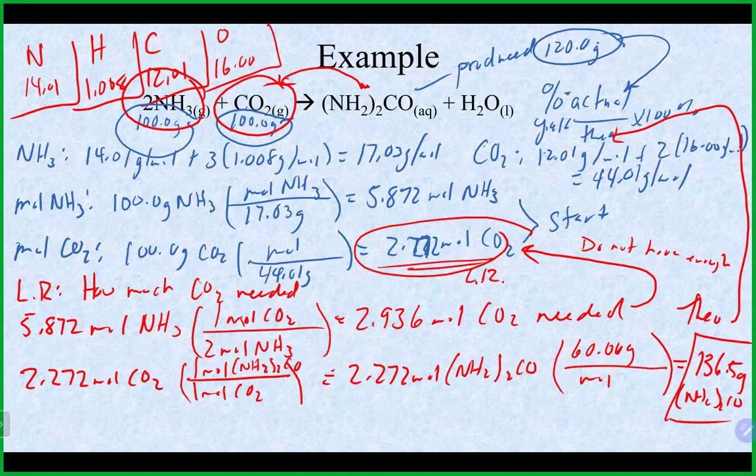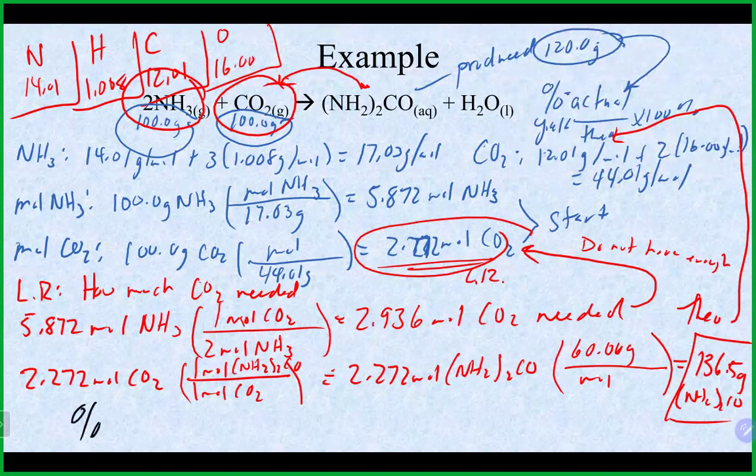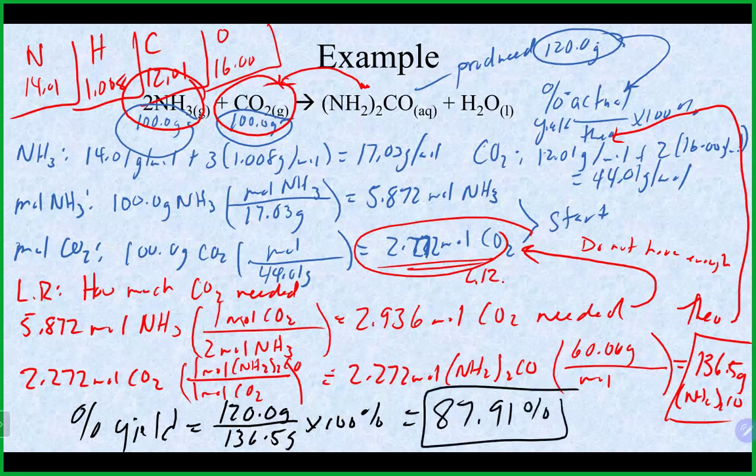Now that we have both the actual and the theoretical, we can divide them out and get our percent yield. So we'll take the 120 that was given to us, and divide it by our 136.5, the theoretical we calculated, and that is going to get us a percent yield of about 87.91. Not terrible, pretty good. Percent yield. Any questions on that there?